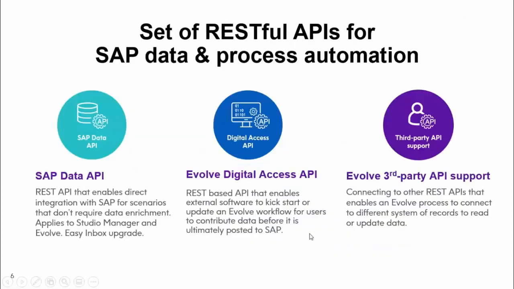Let's take a look. There are three different kinds of APIs, and I'll be diving into each of them. Very briefly, the SAP Data API is going to allow you to leverage those Studio scripts that you've created and be able to call them as an API. The Digital Access API will allow you to interact with Evolve business processes. You can kick one off, get tasks, complete a task. Great stuff there. And then we also support REST APIs from third-party applications from an Evolve process.